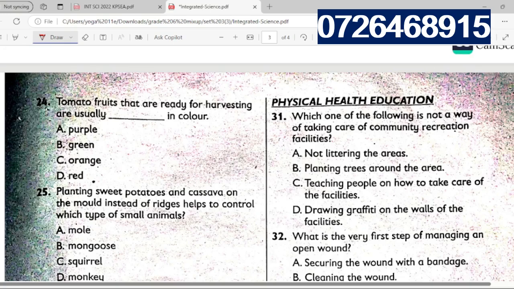Tomato fruits that are ready for harvest are usually which color? Red, purple, green, orange.